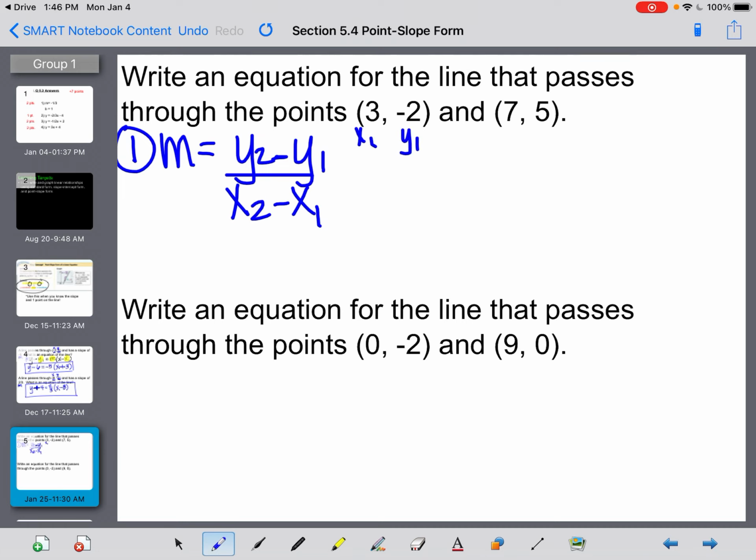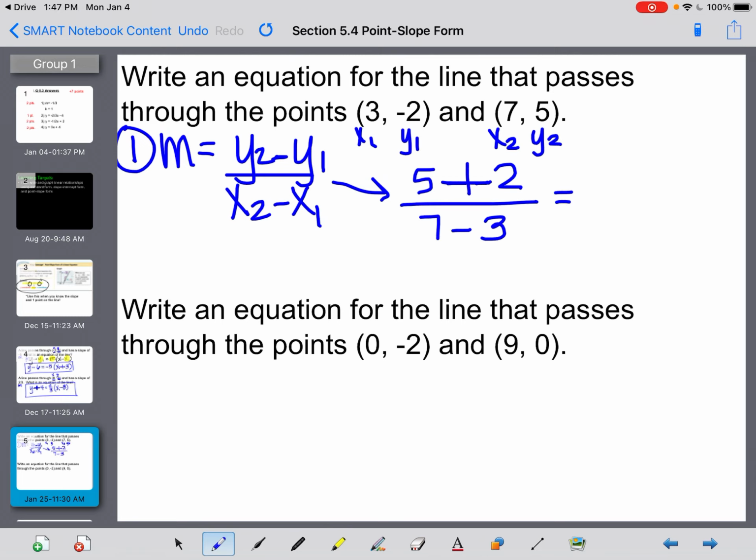So here's my x1, y1. Here's my x2, y2. Okay, so when I figure this out, I'm going to start with y2 minus y1, which turns into a plus, and then x2 minus x1. So my slope is really going to be 7/4. Then I just get to pick whichever point I want, and I'm going to try to keep not negative if possible, because that always makes life easier for me.